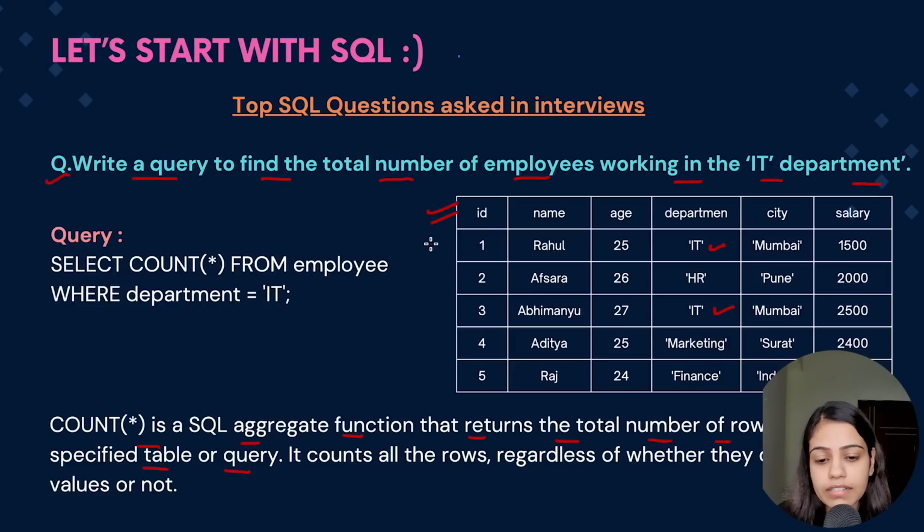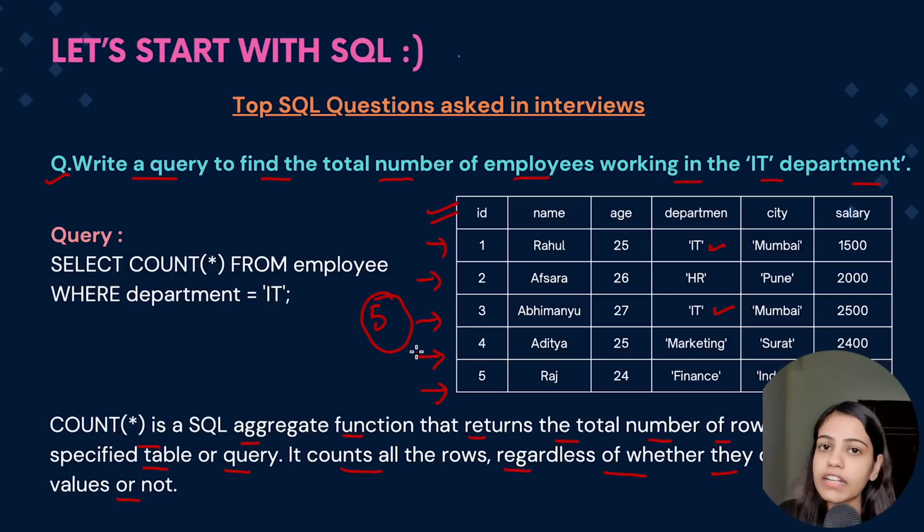So count, what it does, it counts all the rows which are present in our table. If I do a count star, it will go ahead and count the entire set of rows present in our table. So it will tell me that there are 5 rows present in our table. Now it counts all the rows regardless of whether they contain null values or not. Even if there is one more row having only null values, it will go ahead and count that as well. So it's not like it will ignore the null values, it will also count the null values.